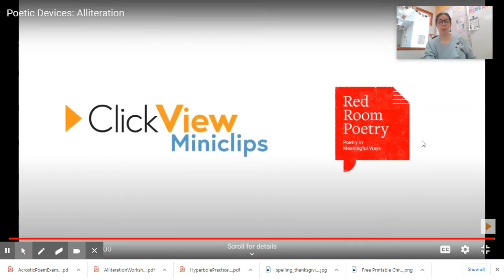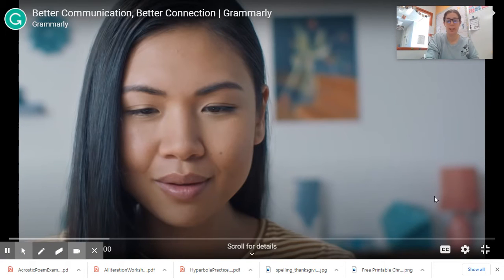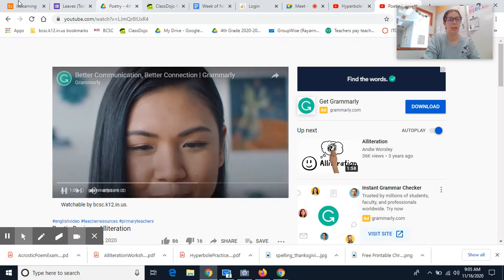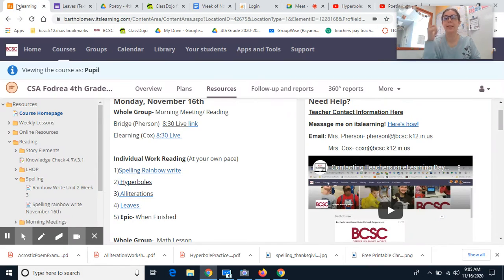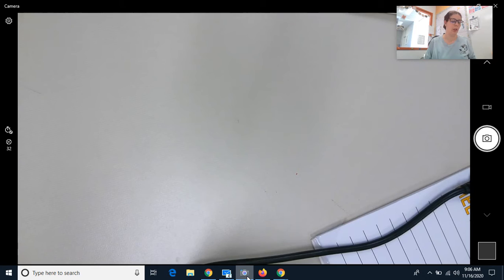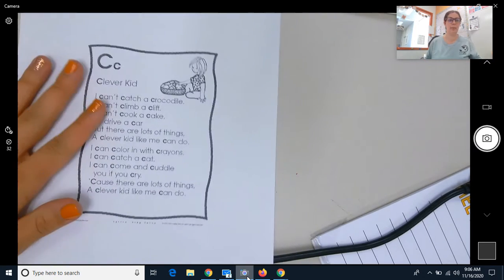Okay, so what was really nice about that video was we got to see repetition as we go through of the sounds. They gave us an example with the W sound. So today, when you are working on those things, you're going to be able to identify those things as well. Now, what we're going to do is we're going to look at some poems together that are examples of alliteration and hyperbole. We're going to start with alliteration since we just talked about that one.